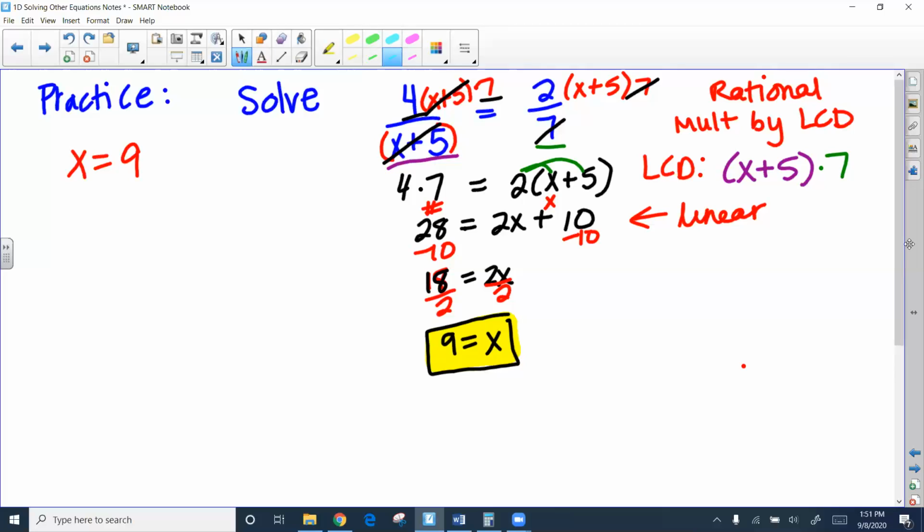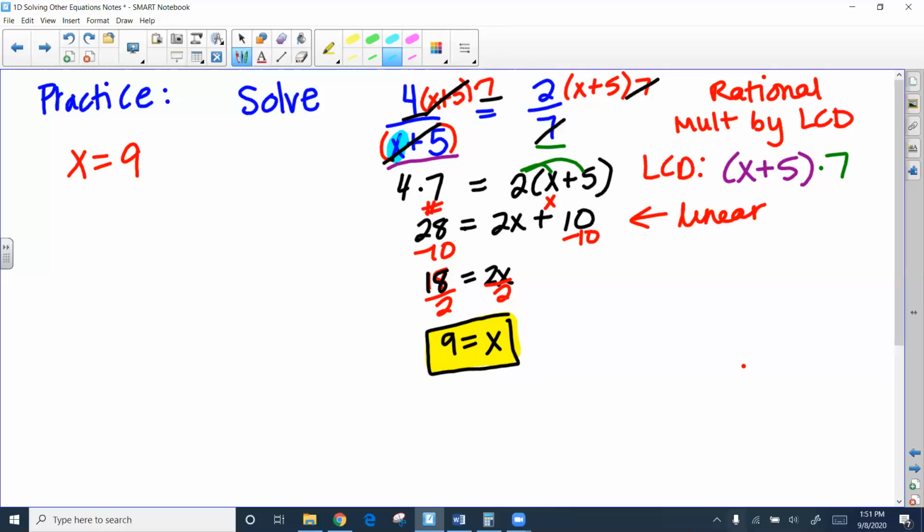The one thing we want to make sure is that it's a valid solution and not extraneous. So looking at our original problem, if I plug the 9 into any of the denominators, I just want to make sure I wouldn't get a 0. So if I plugged in the 9 for x, x plus 5 would give me 9 plus 5. That'd give me a denominator of 14, which is a real number. Not, if it was 4 over 0, that'd be a problem. But 4 over 14, no problem. So this is a valid solution.